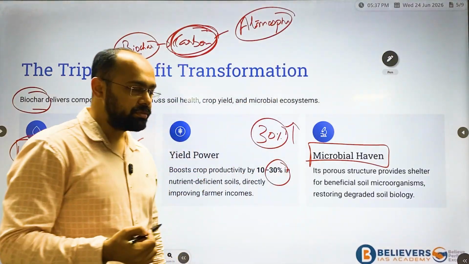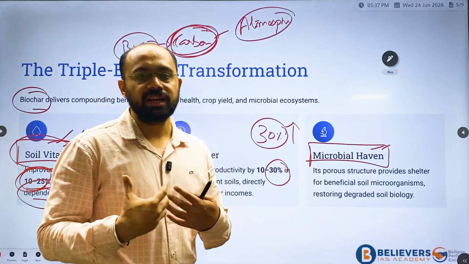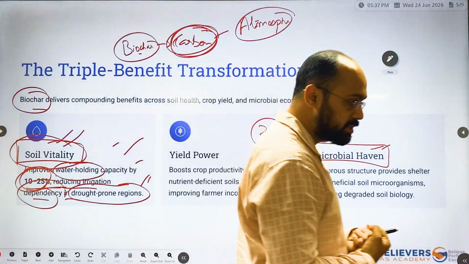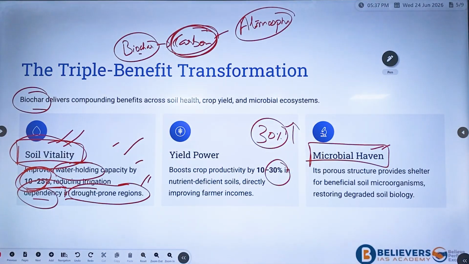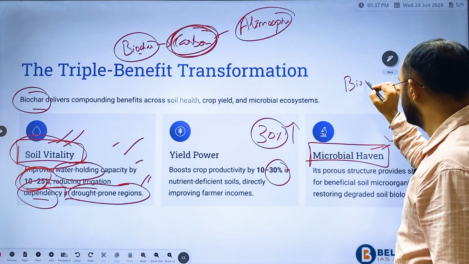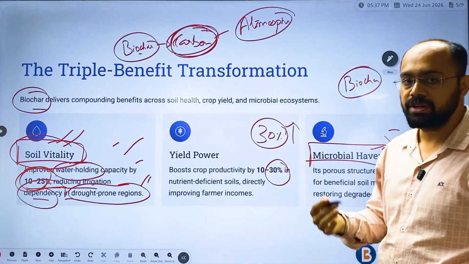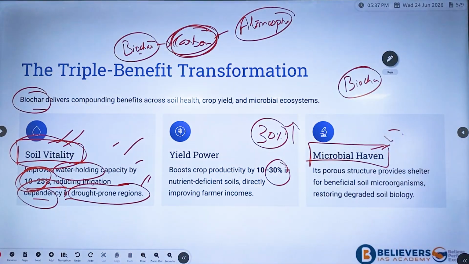a microbial heaven, which means it is very conducive for the growth of our microorganisms as well. And basically this biochar will have pores, which helps in percolation of water as well. This is also one of the main important uses of this biochar.